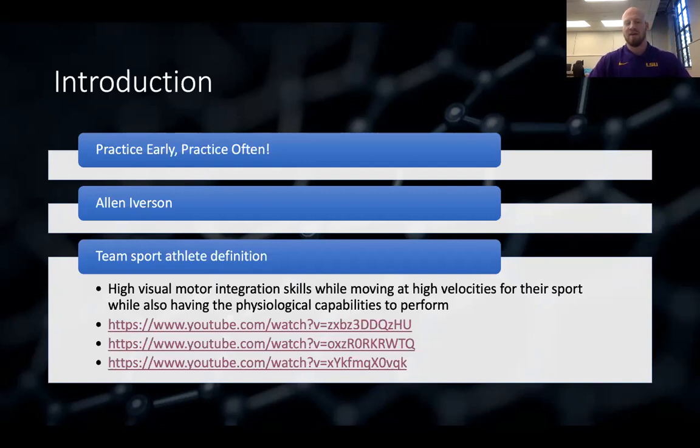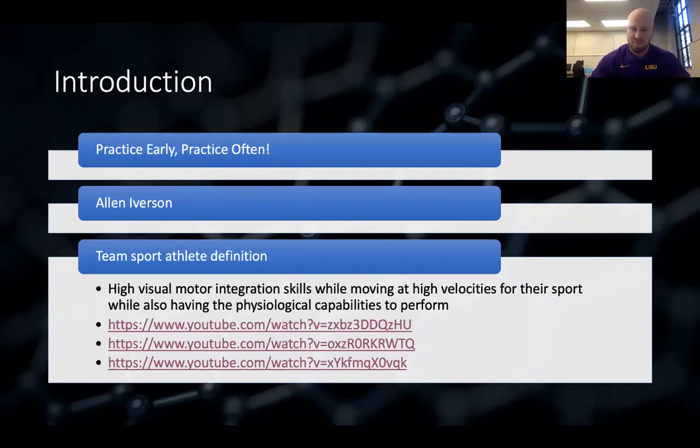So a team sport athlete. An athlete definition for team sports: high visual motor integration skills while moving at high velocities for their sport, while also having the physiological capabilities to perform. High visual motor integration skills means taking something from the visual field, processing it, and having a coordinated motor response. That's important in skills like football or basketball where you're moving at those high velocities and you have to catch the ball, or baseball where you're in the hole and have to make a throw. I'll show you some clips of what I think is a good team sport athlete.